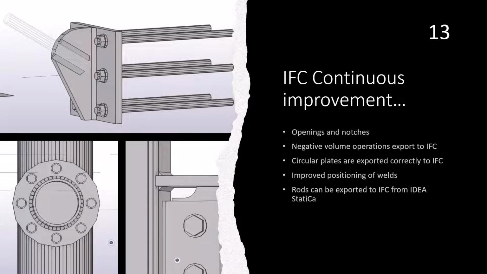And we keep improving this tool. So far, this is what we have in just 1 month after we released it. This is a continuous process and your feedback is very valuable. Now we have openings and notches. We can export the negative volume if you have that in IDEA StatiCa connection. We can also export the circular plates, and we have an improved positioning of welds. All these screenshots are a model that was exported from IDEA StatiCa via IFC, and this is how it looks. So we have almost all the details, but again, we need your feedback so we can learn what we are missing in this IFC file.